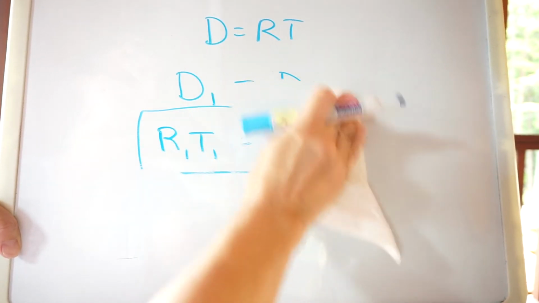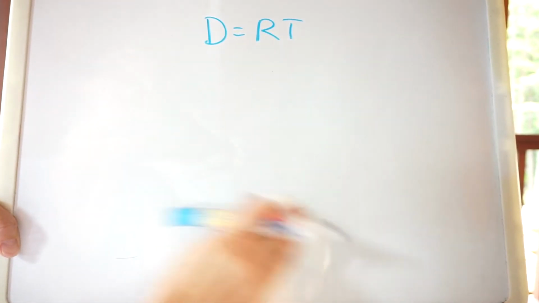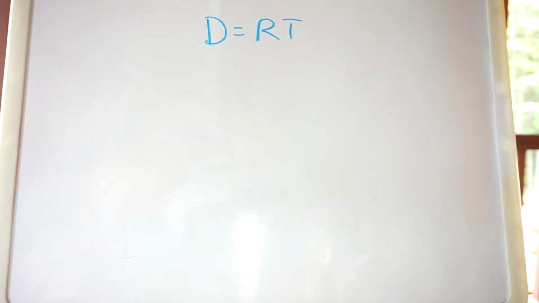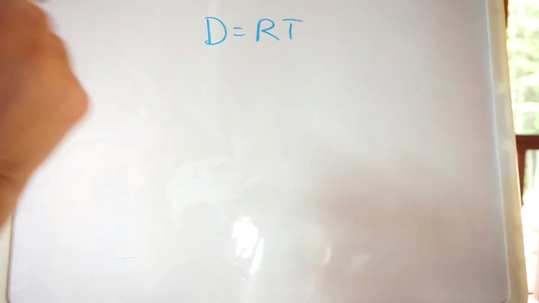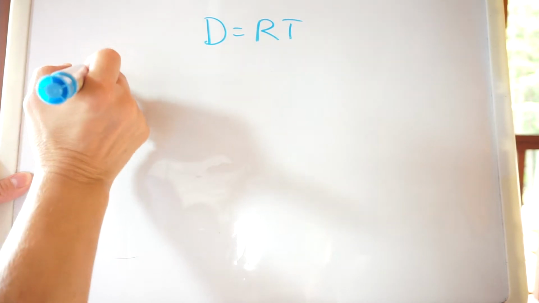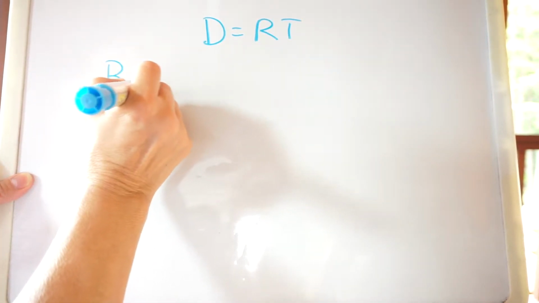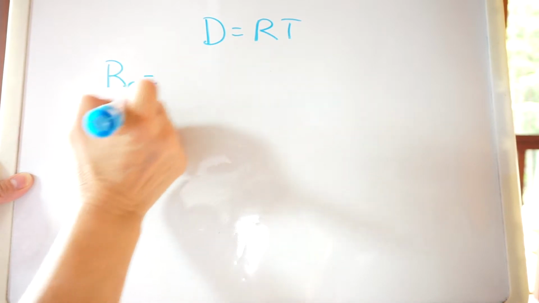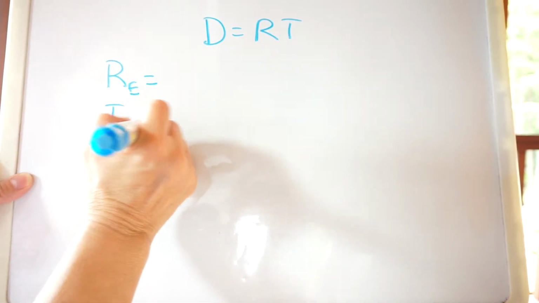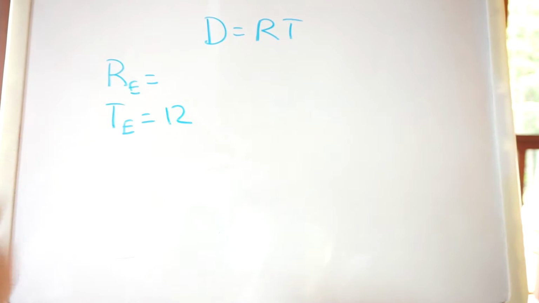So I'm going to take this example. It says, on Tuesday, the express train made a trip in 12 hours. So, let's see. I'm going to say the rate of the express train, time of the express train was 12 hours. Okay, because it says the express train made the trip in 12 hours.